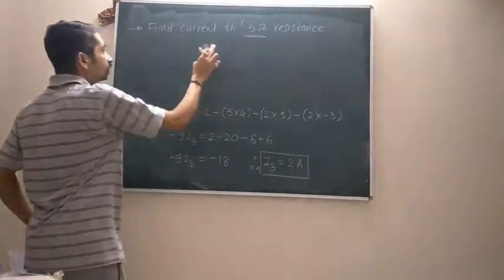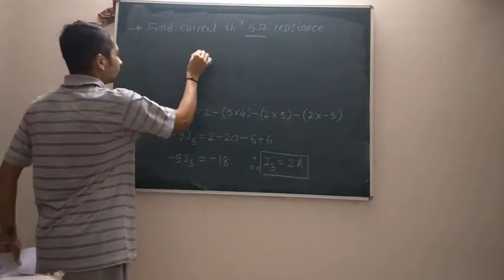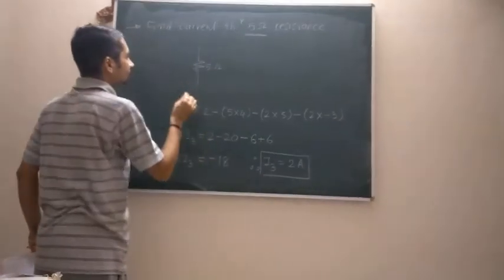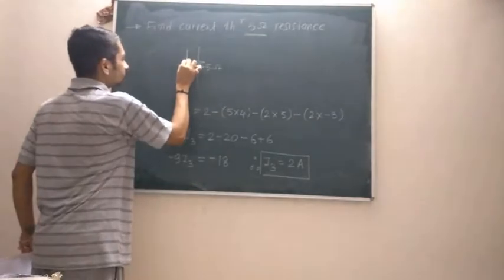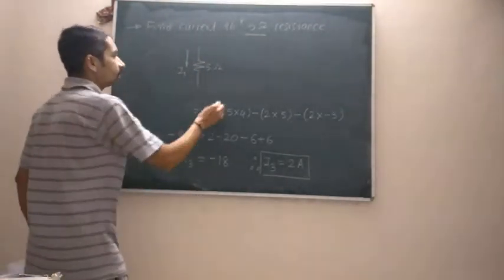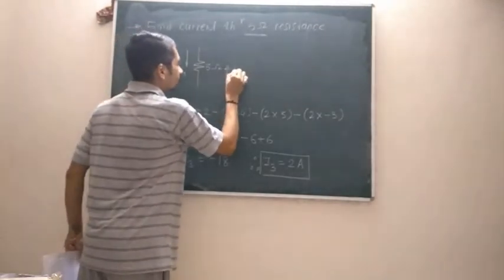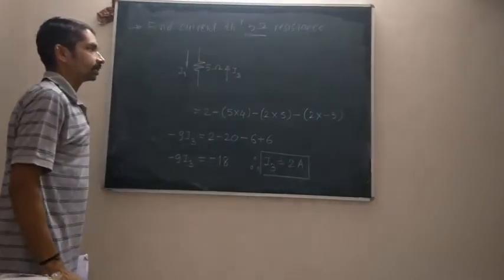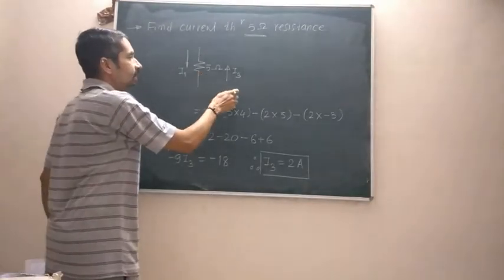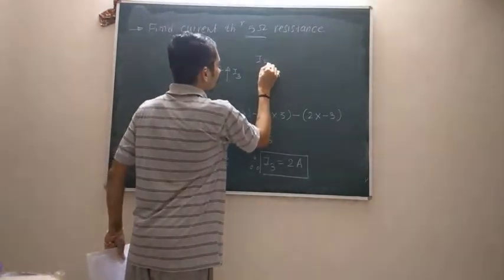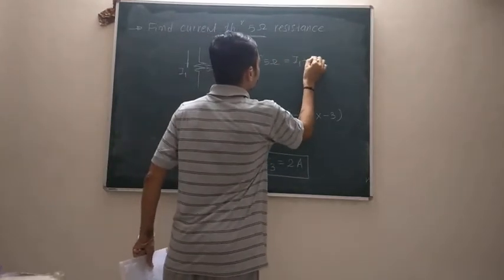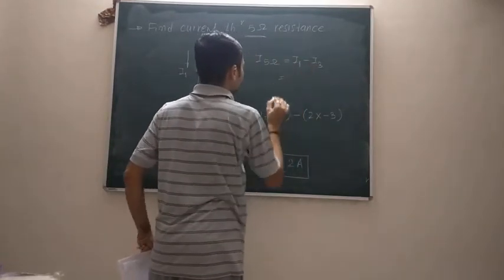So I will draw only that much part of our circuit over here. So this was that 5 ohm resistor. In this particular direction, our current I1 is flowing, whereas our current I3 was flowing in this particular direction. So the net current that will flow through this 5 ohm resistor, I will call it I5 ohm, will be I1 minus I3.